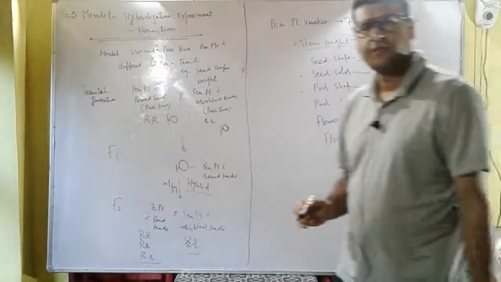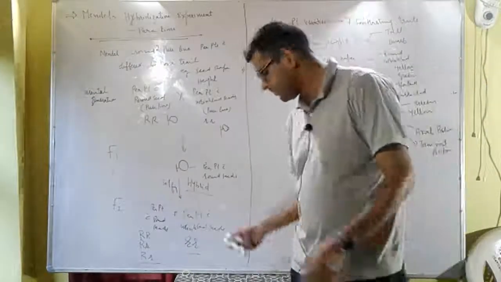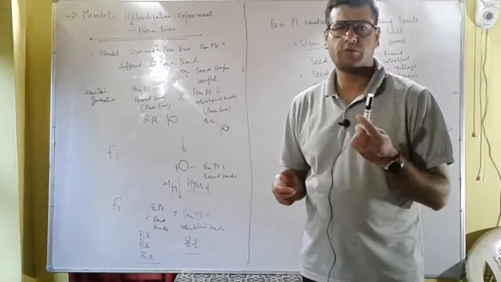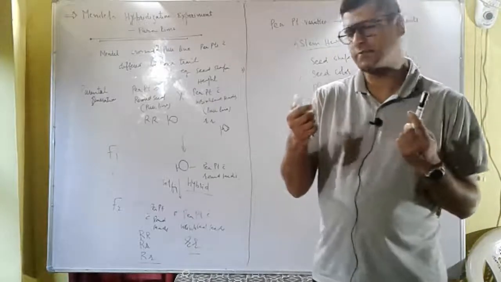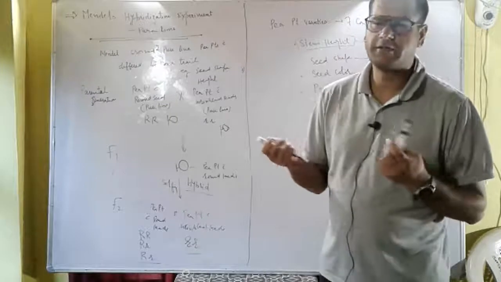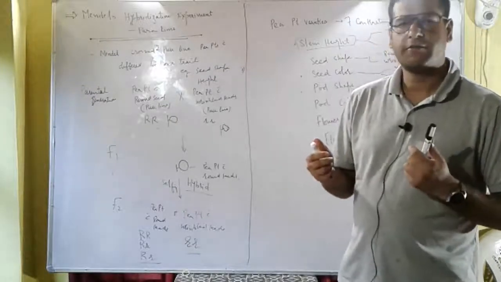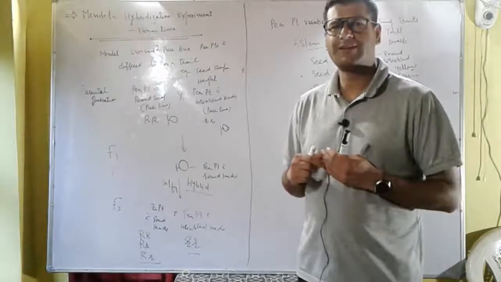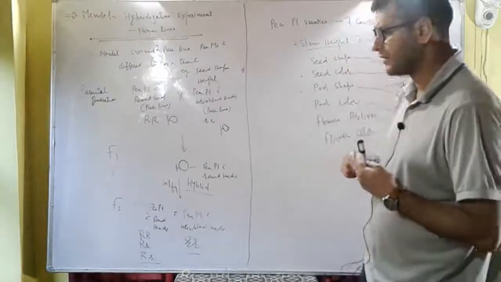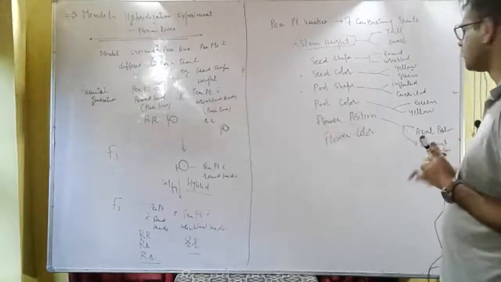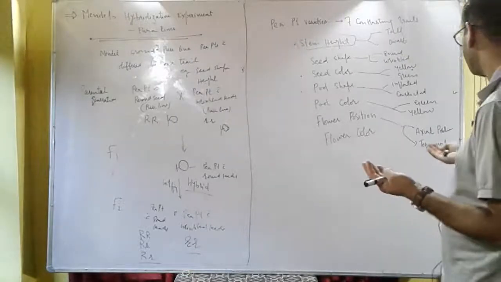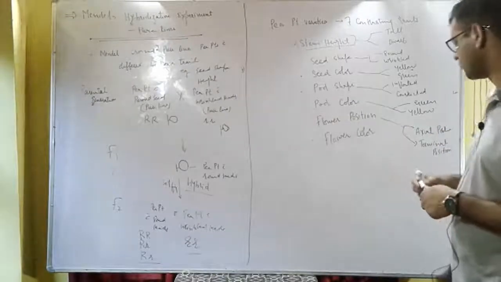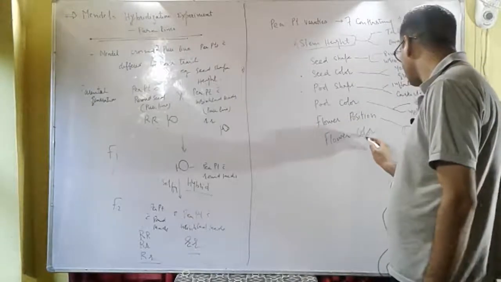For example, this is a pea plant with flowers in the axial position. He crossed it with another pea plant having flowers at the terminal position. And in the F1 generation he obtained pea plants with flowers at the axial position, because the axial position is dominant over the terminal position.